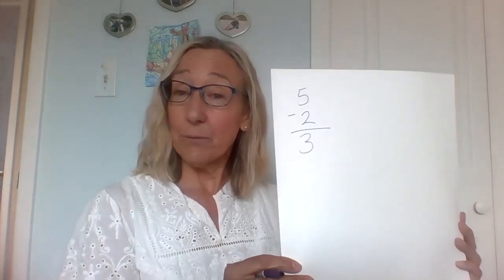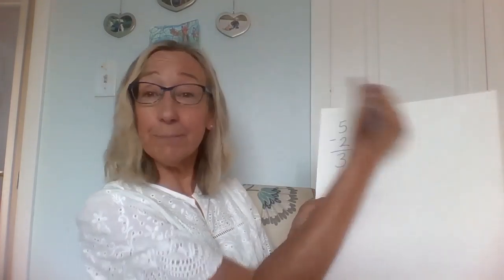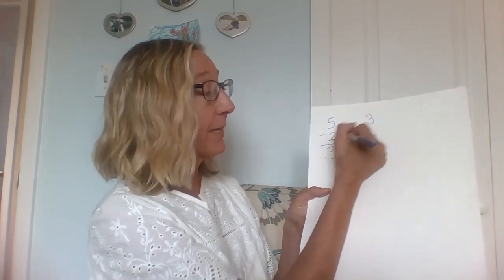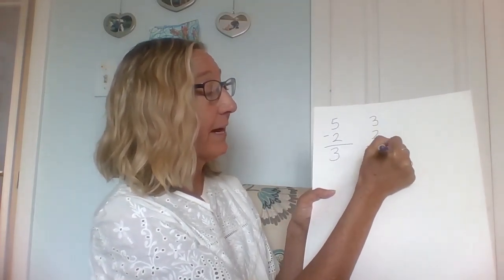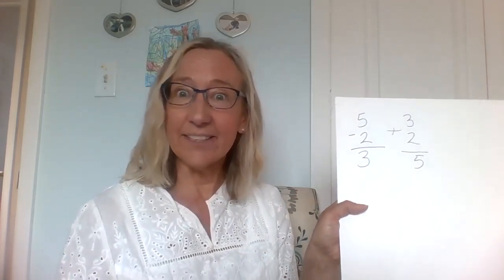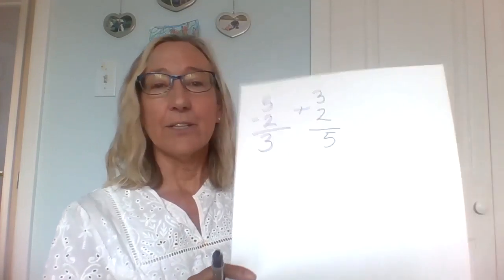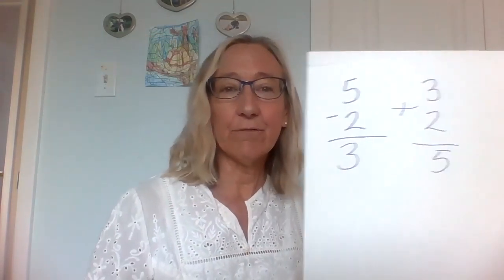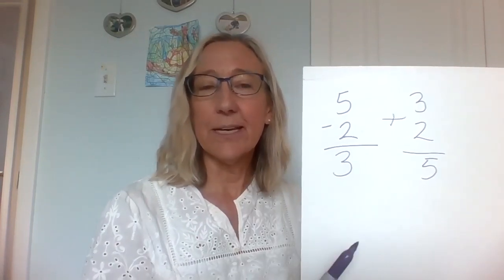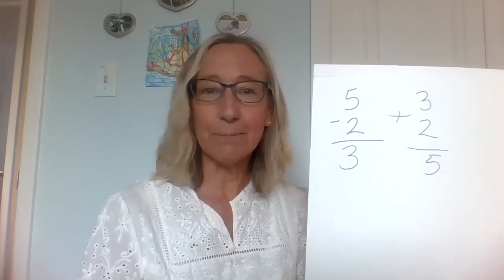Now, what inverse operations means is that if you were to flip this on its head, turn it upside down, you'd have the 3 on top, and then the 2, and then the 5, and you'd put a plus sign there, and that is a true equation. 3 plus 2 equals 5. So that is called inverse operation. The subtraction is opposite from the addition. So you just flip it on its head.